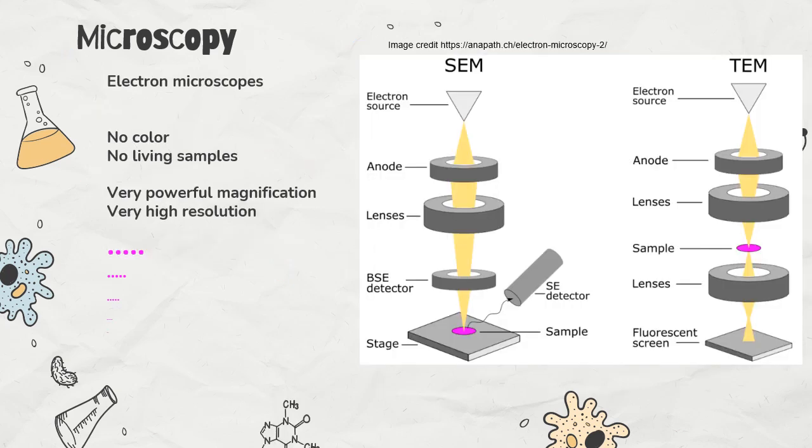And here we're looking at electron microscopes, so using electrons instead of light. Some of the disadvantages, opposite the advantages of the light microscopes: there isn't any color, and we definitely have to kill the samples in order to get them into the electron microscopes. The advantages are opposite the disadvantages of the light microscopes. They have crazy high magnification, and their resolution is also very high. Let's talk about what that even means.